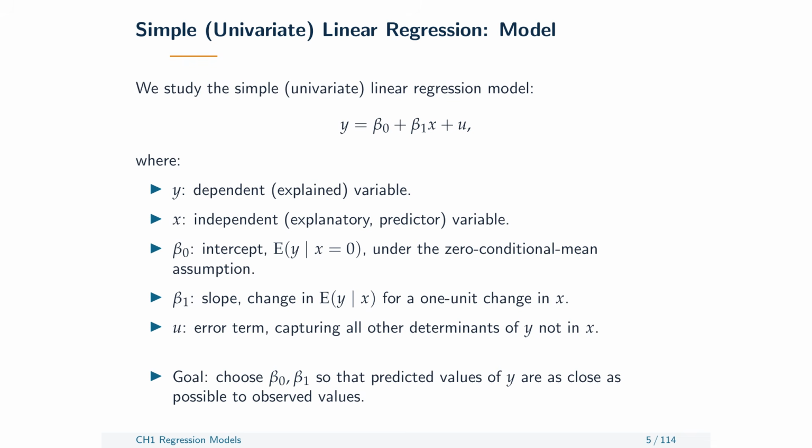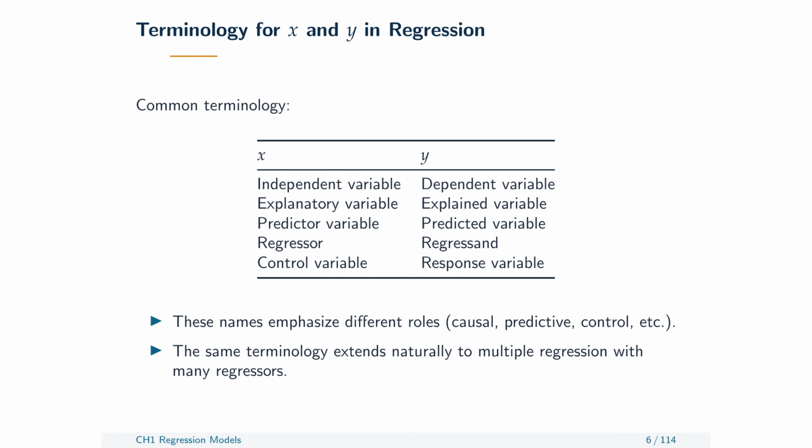The simple linear regression model describes an outcome called y using one explanatory variable called x. We say that y equals beta 0 plus beta 1 times x plus an error term called u. Beta 0 is the intercept. Beta 1 is the slope. The error collects all determinants of y that are not represented by x.